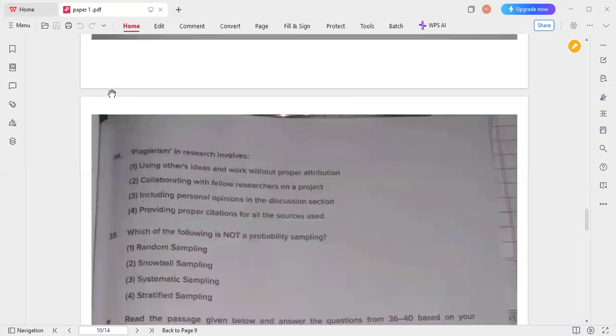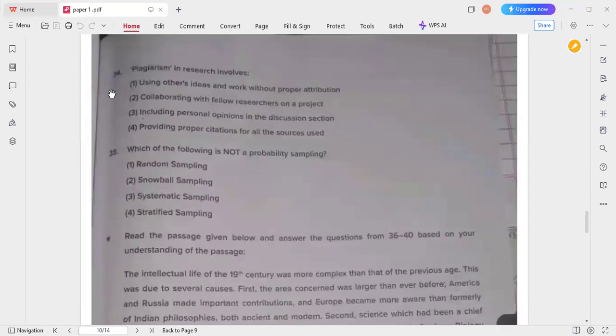So next question, 34. So plagiarism in research involves. So plagiarism is nothing but using others' ideas and work without proper attribution. That is what plagiarism is, just like a copy. So option 1 is a correct answer. So next one, which of the following is not a probability sampling? That is snowball sampling. Option 2 is the correct answer.